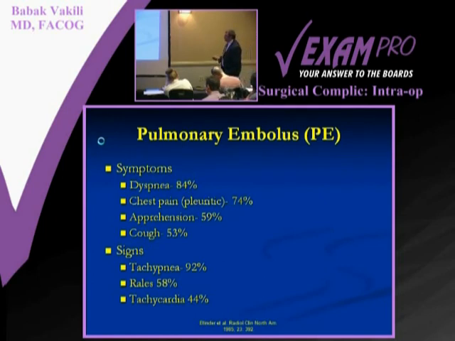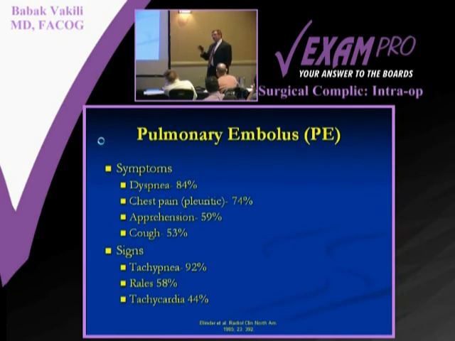Symptoms: shortness of breath, chest pain, apprehension, sense of impending doom, that's my favorite one, and cough. These are the ones they'll show you. Patients with a PE will have all the following symptoms except, or in the vignette, they'll give you all these. And your patient's complaining of this, this, this, and this. Immediately your head should go right to PE.